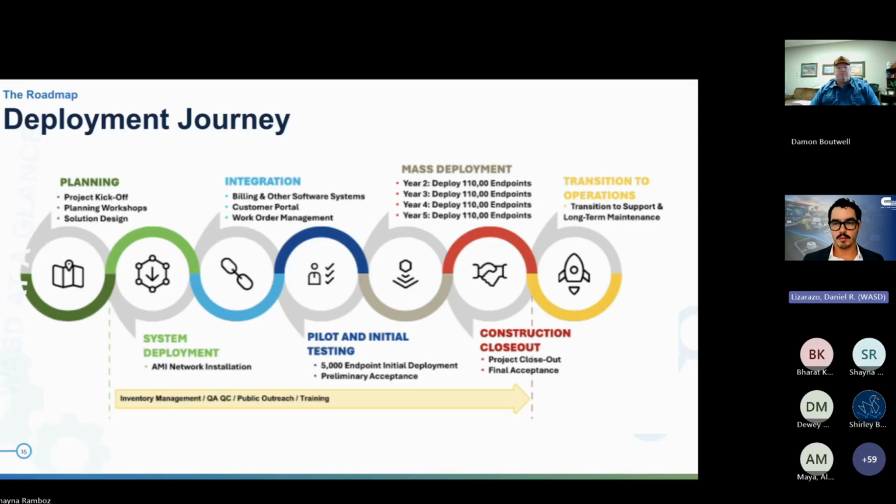phase, where we're on a parallel path, identifying the sites for network installation, and also working through some of the more specific design elements for some of the integrations that we're going to need as part of the AMI rollout. So that covers the steps of our journey and where we're at.